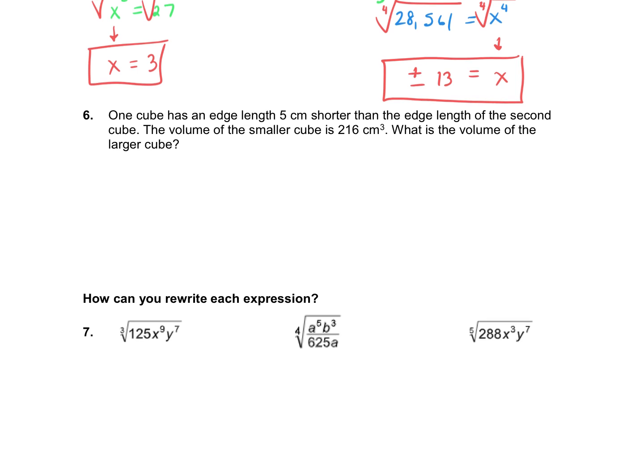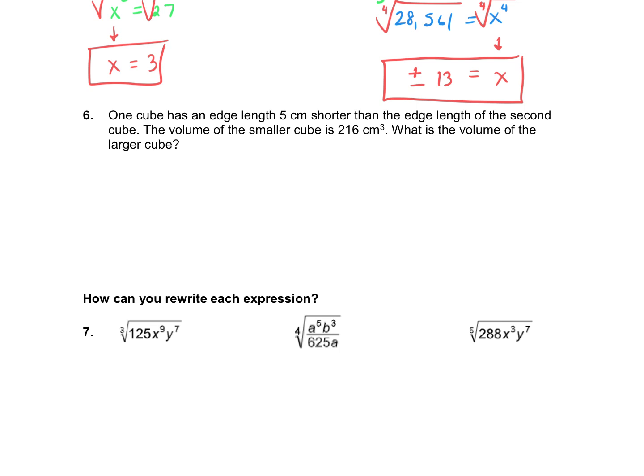All right, number 6. One cube has an edge length 5 centimeters shorter than the edge length of the second cube. The volume of the smaller cube is 216 centimeters cubed. What is the volume of the larger cube?